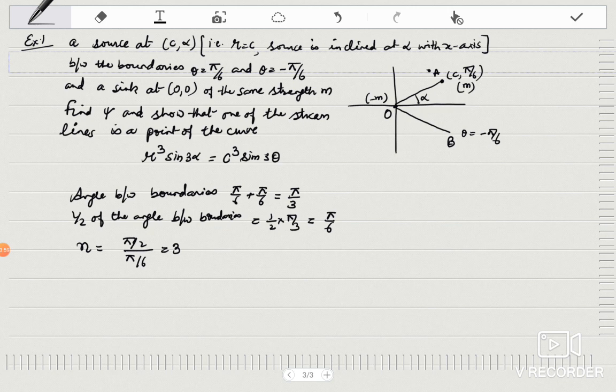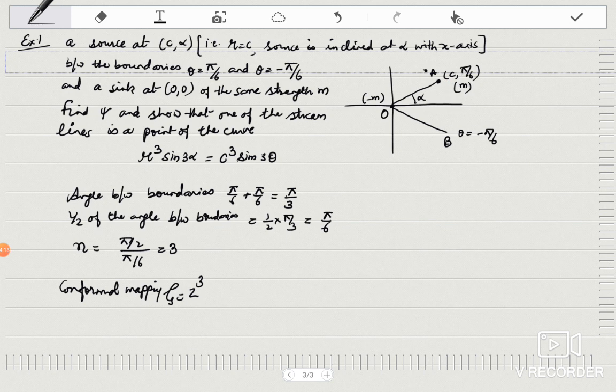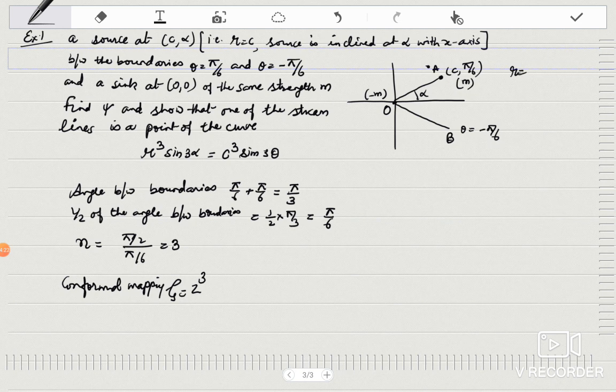Now what is the conformal mapping? The conformal mapping is zeta is equal to z raised to the power 3. Now suppose there is a point which is written as C, pi by 3, or C, alpha. So here r is equal to C. Now let me say that corresponding to this point A, there exists some point here. We will see where the point will be. So let that point have the radius capital R, and that point when joined to the origin makes some angle theta. So this point will be written as R e raised to the power i theta.